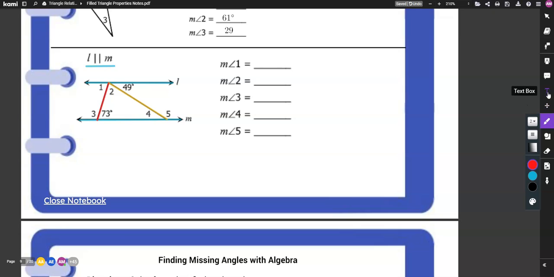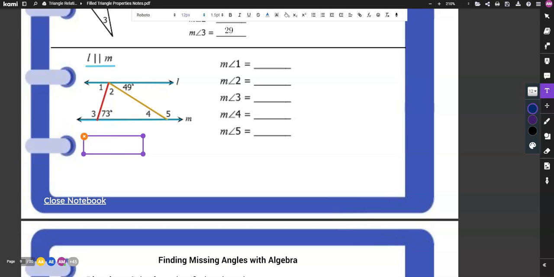Now we have enough information here to solve for several of the angles. First of all, I would go with angle 3, because angle 3 is a linear pair with the 73 degree angle. So to find the measure of angle 3, I am going to subtract 73 degrees from 180. So 180 minus 73 degrees is going to be 107 degrees.